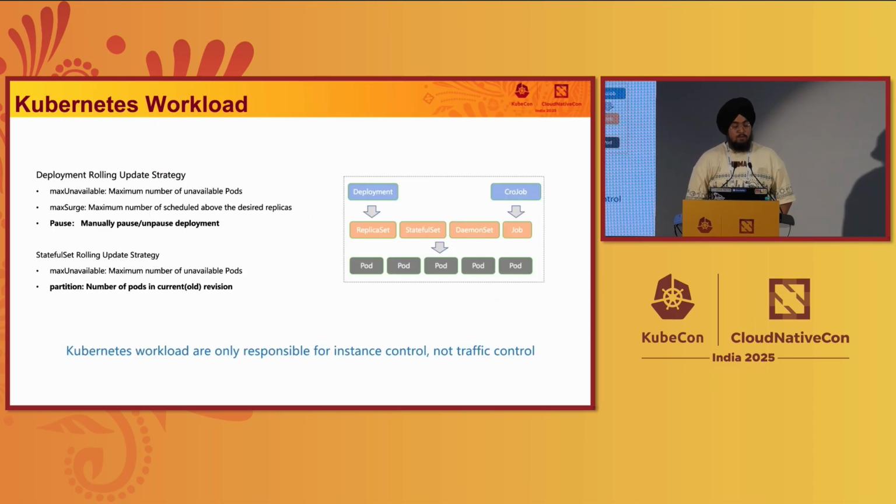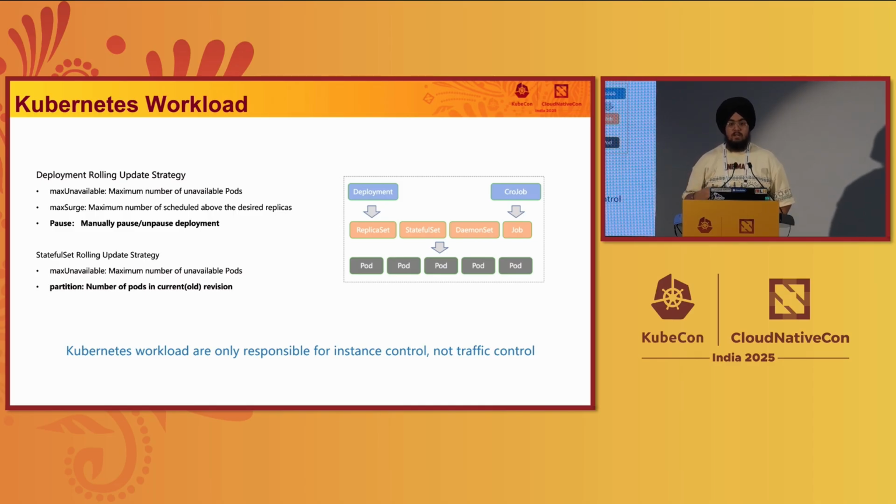Okay, so we will learn about Kubernetes workloads. Kubernetes handles pod orchestration, but lacks progressive delivery capabilities. We will learn about the deployment rolling update strategy. It has three fields by which you could have a partial rollout. You could have max unavailable, which defines how many pods would be unavailable during an update.